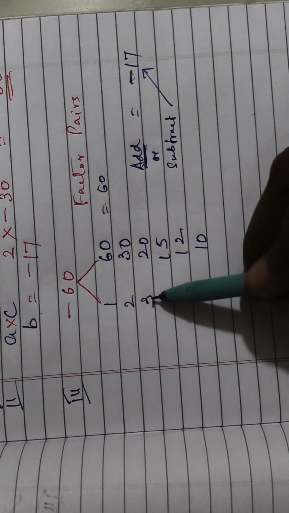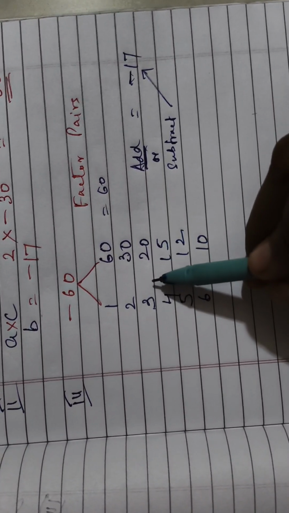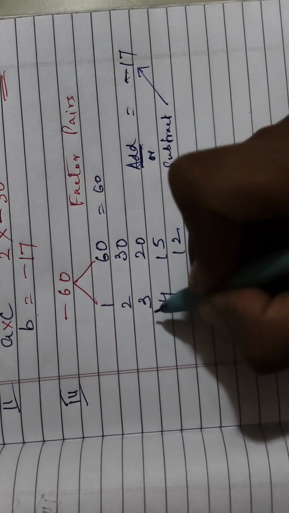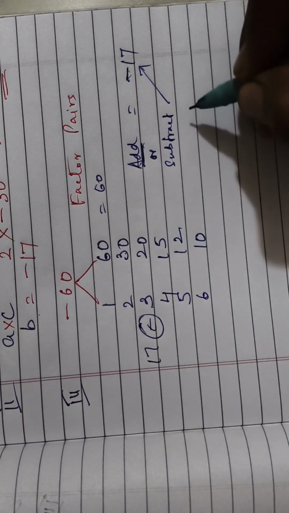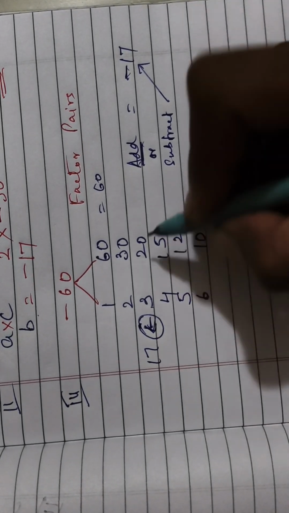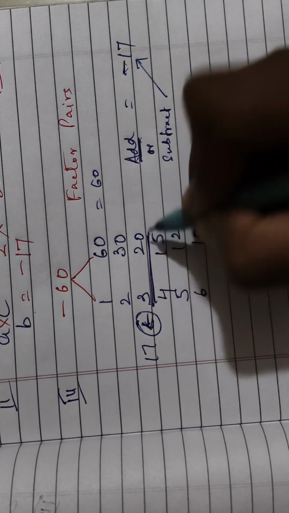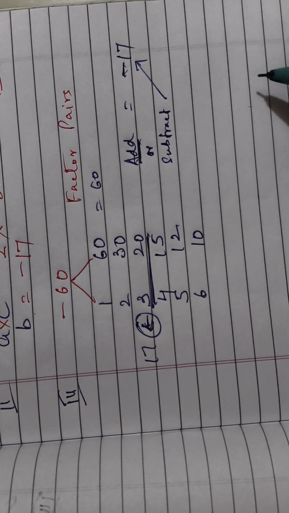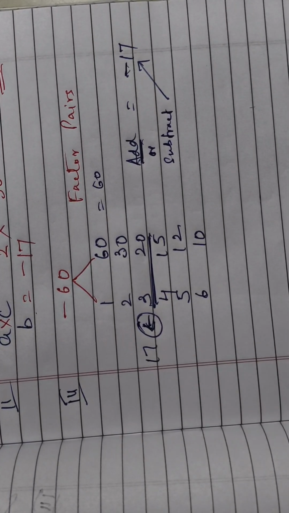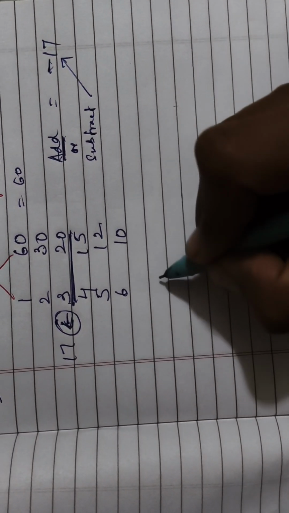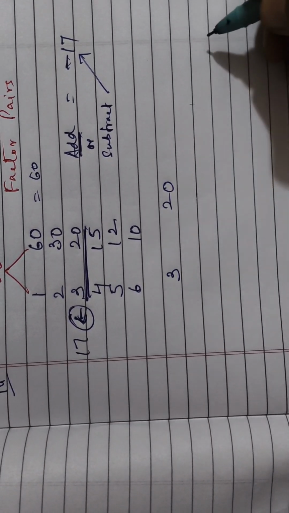I cannot take that. If I take 3 and 20, on adding I get 23. But when I subtract, don't I get 17 here? So my most appropriate pair is 3 and 20. Now you may ask, didi, this is not giving 17. So let me show you how we can get it. Let me write 3 and 20 here.